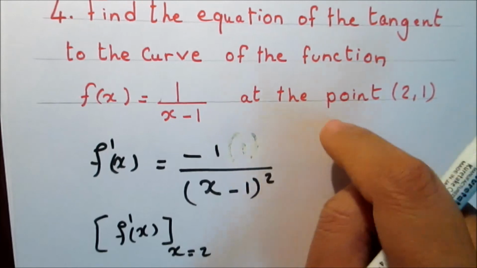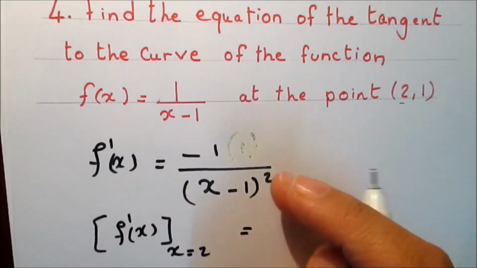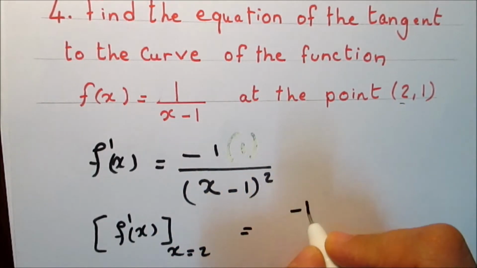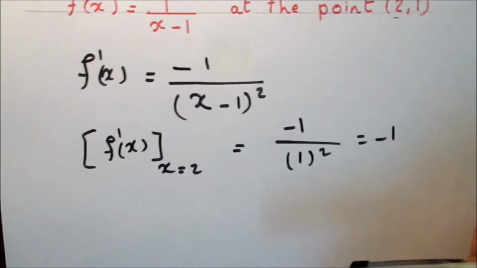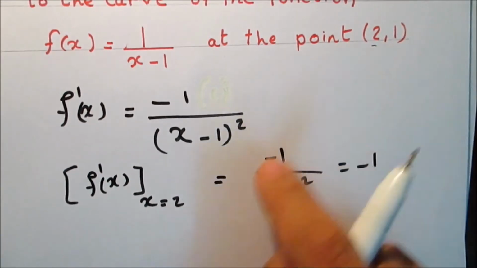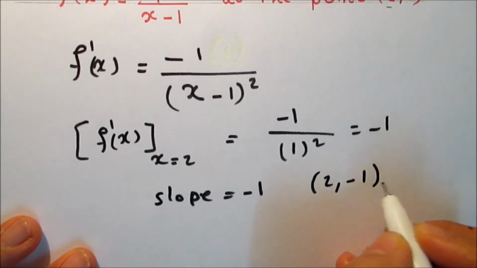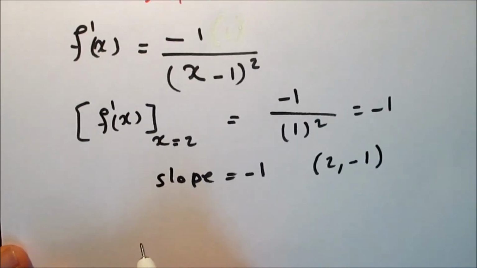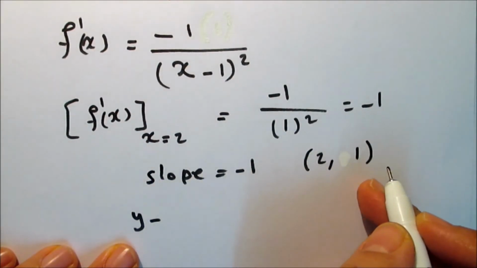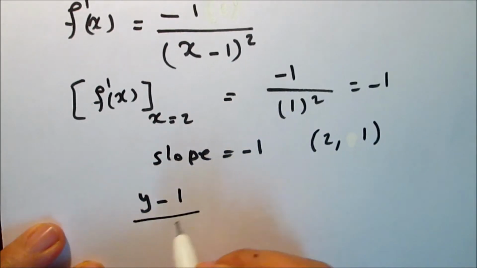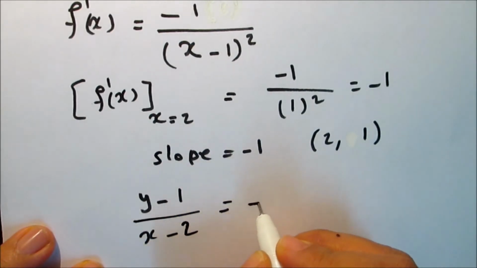We want the equation of the tangent at the given point where x is 2. So find f dash at x equals 2. Substitute 2 for x. So this is equal to negative 1 over (2 minus 1) squared, which is negative 1. The first derivative at the given point is negative 1. So the slope of the tangent is negative 1 and the tangent passes through the given point (2, 1). So the equation of the tangent will be: y minus the y value of the given point, y minus 1, over x minus the x value of the given point, x minus 2, equal to the slope.